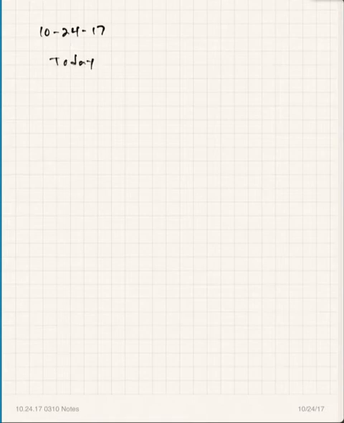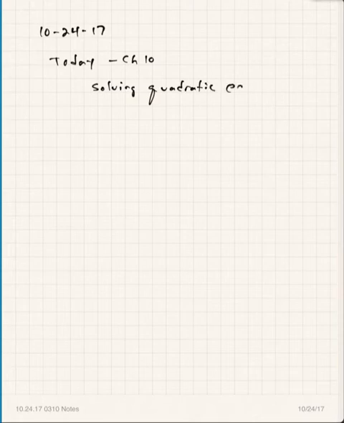First of all, today we're going to start in on chapter 10 in your textbook, and we're talking about solving quadratic equations. That's our next topic. We've already talked about that some this semester, but there's still lots of quadratic equations that we can't solve with the methods we've talked about in class. And so we've got to return to that again.